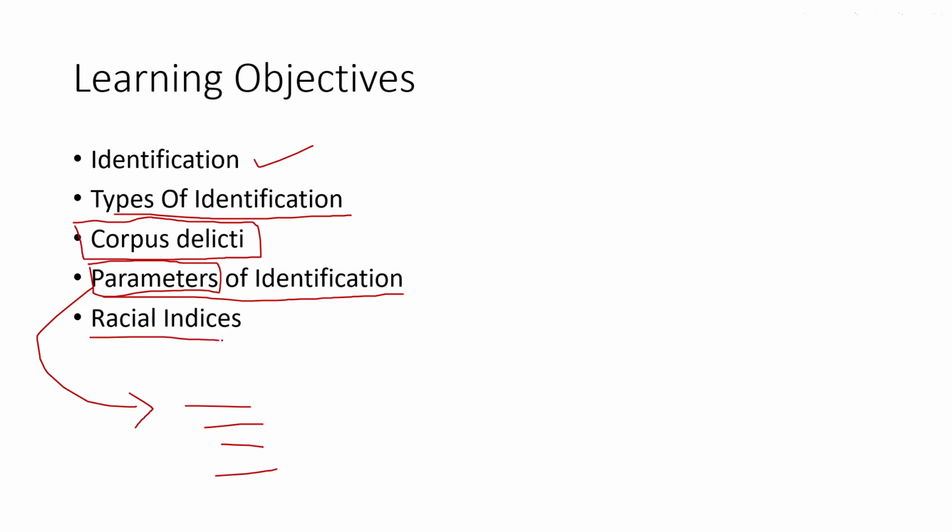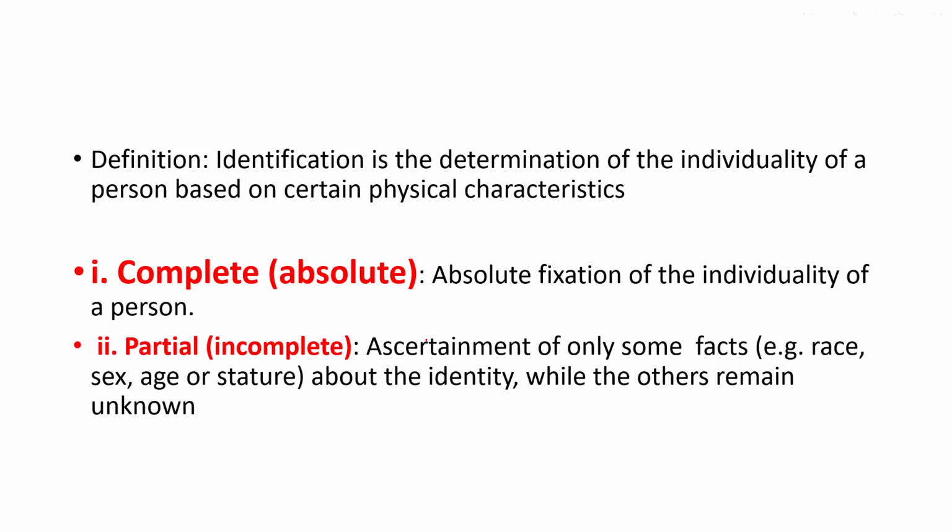And after that, we'll be discussing a very important topic, that is racial indexes. Regarding the race, there are some indexes through which we can find out the race of a person. So we'll be discussing that at the end. Today's chapter is going to be a very interesting one. Let's start with the definition.